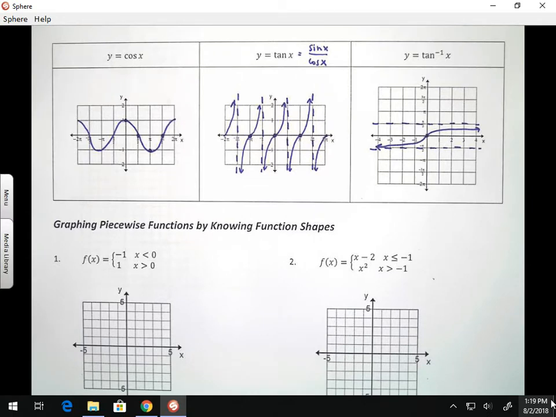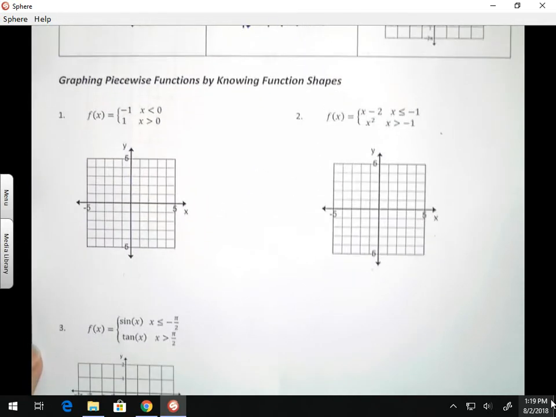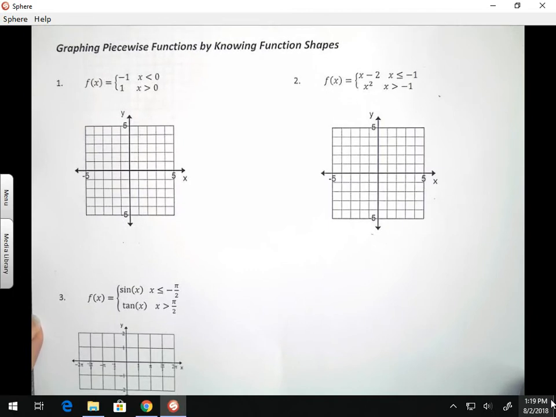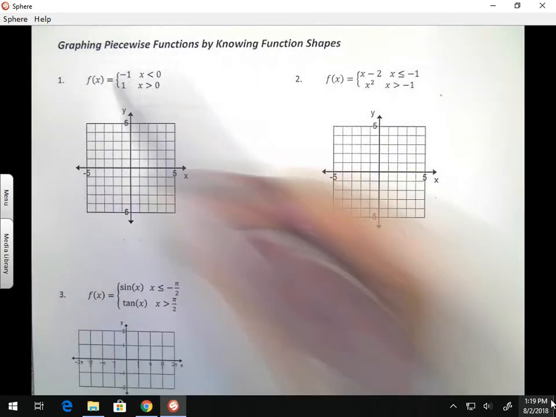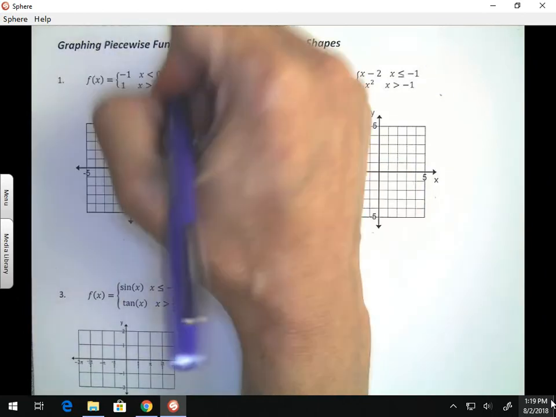So let's see how this might help us when we're graphing piecewise functions. Now, the first one we have is a pretty straightforward function. I can see that I basically just have two constant functions. So it means when I graph these, I'm just going to have horizontal lines, as these are both just constant.